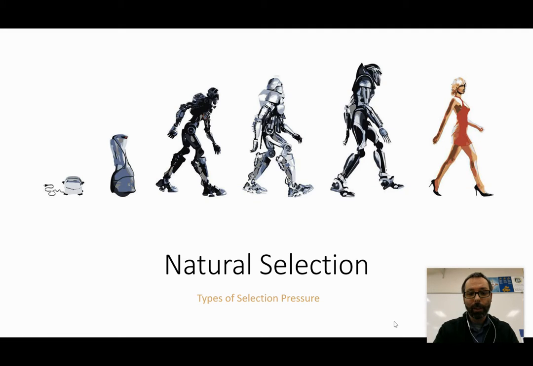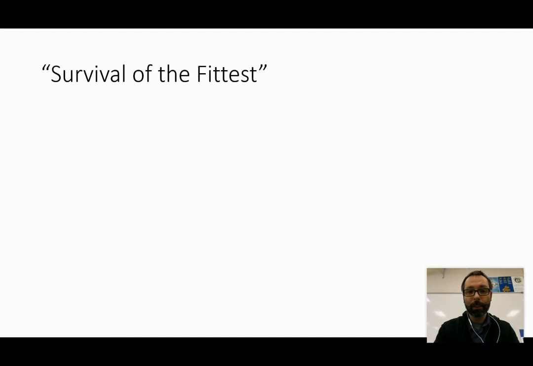All right, here we are for another biology video. This is actually going to wrap up the natural selection part of the evolution unit. We've talked about the basic factors of natural selection and we've seen some examples, but in this video we're going to look at the different types of selection pressure, so the different ways that natural selection can work on some other examples of species. But first I want to start out with this idea of survival of the fittest.